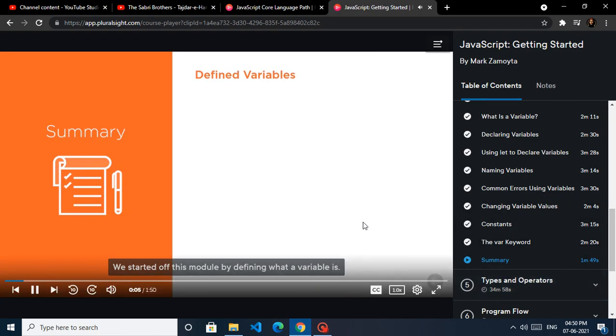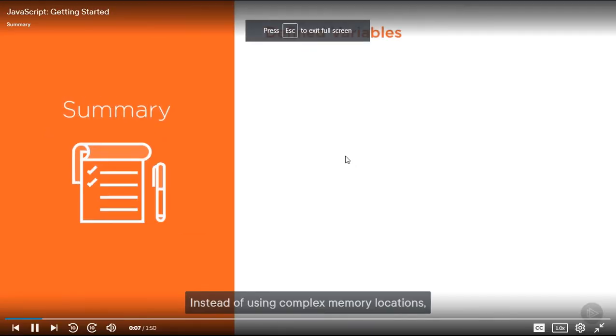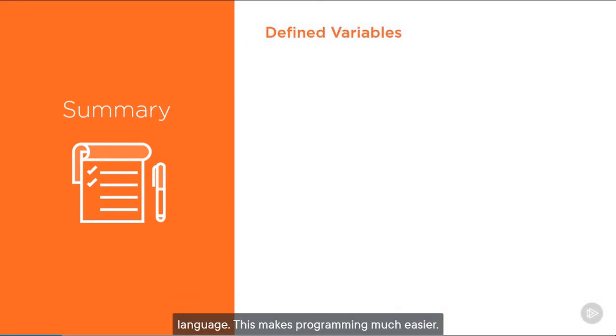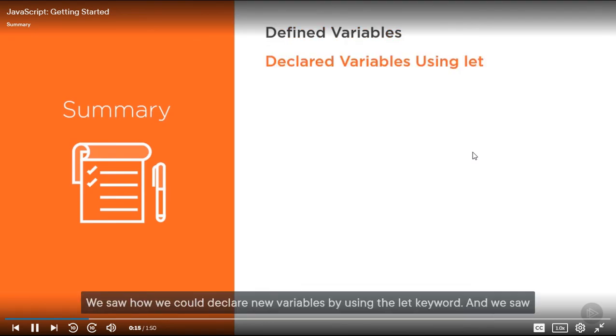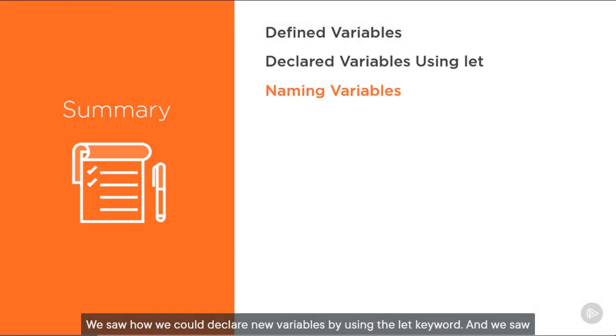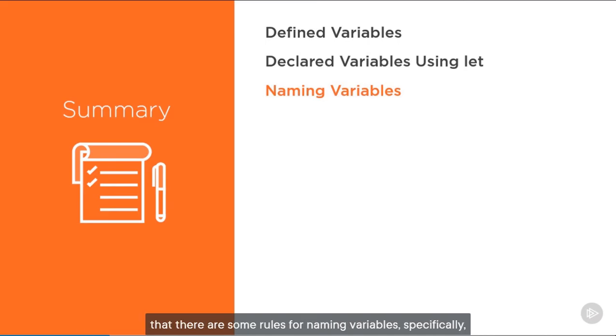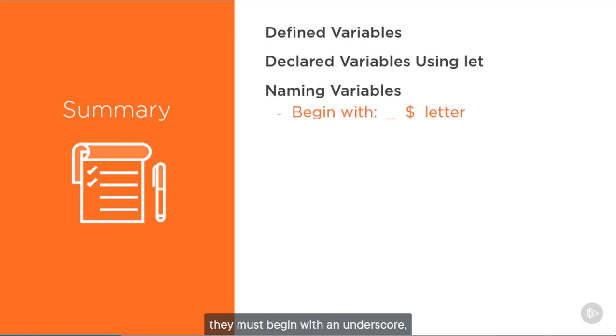We started off this module by defining what a variable is. Instead of using complex memory locations, we can use symbols, which are words in our native language. This makes programming much easier. We saw how we could declare new variables by using the let keyword. And we saw that there are some rules for naming variables.